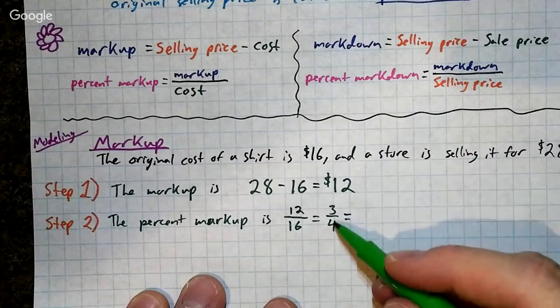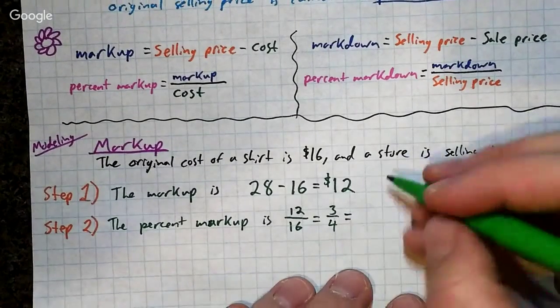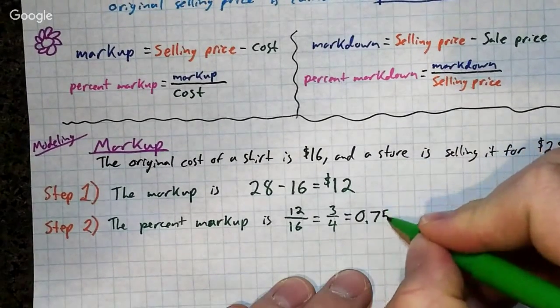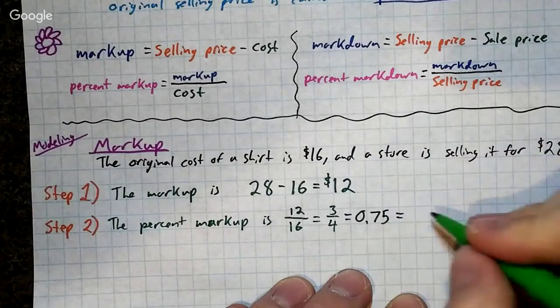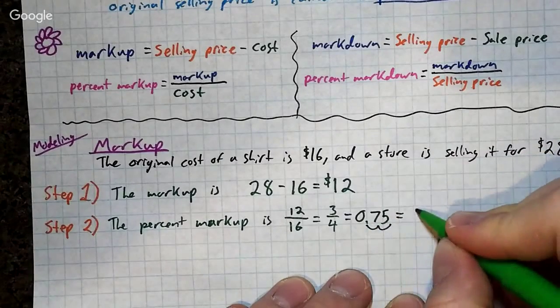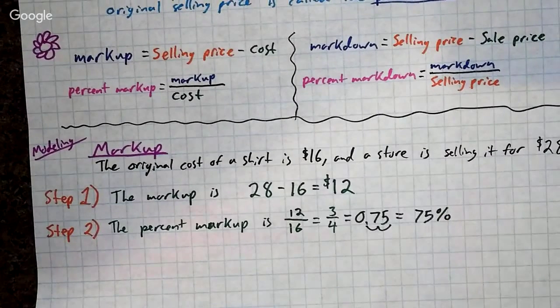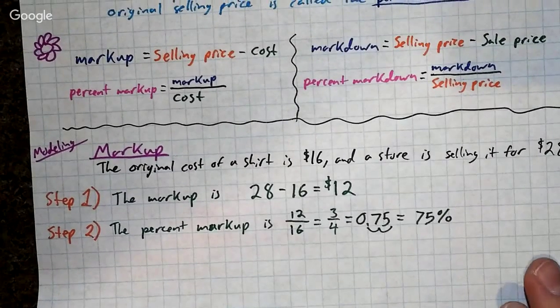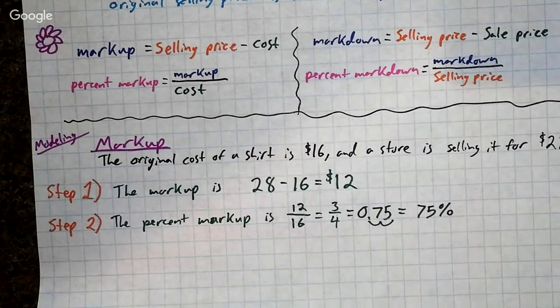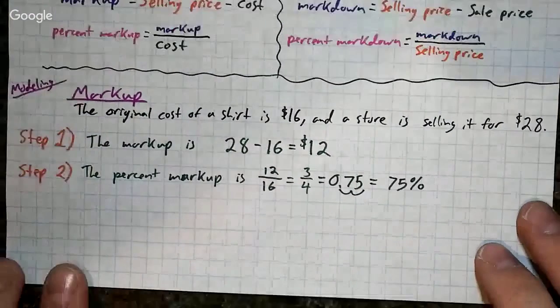We need to just turn that into a decimal, which is going to be 0.75. And to make it a percent, we just move it over. So the percent markup, they are marking it up by 75%, which I think is a little steep. But that's what they are marking it up. So the shirts in the store are being marked up 75% from their original price.